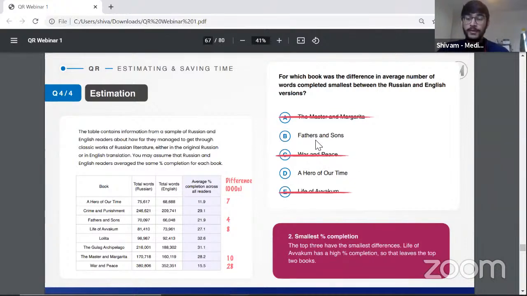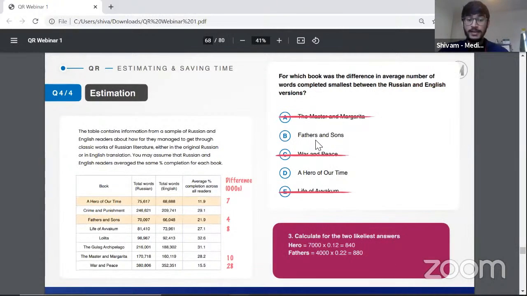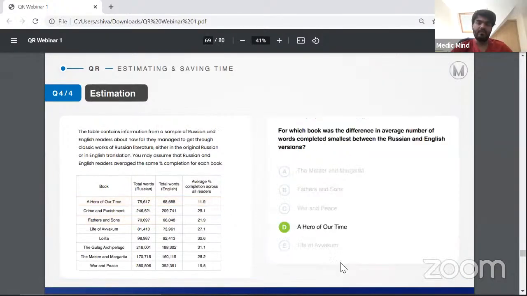So what we can now do, Ashir, potentially is use our calculator, or if we're very good at mental maths, we could use some mental maths to work out the answer here. So we've just now gone down to A Hero of Our Time and Fathers and Sons. And like you said, 7,000 times 0.12 is 840. And for Fathers, remember, it's 4,000 times 0.22, which is 880. So what's our answer here? A Hero of Our Time. This is the lower value.